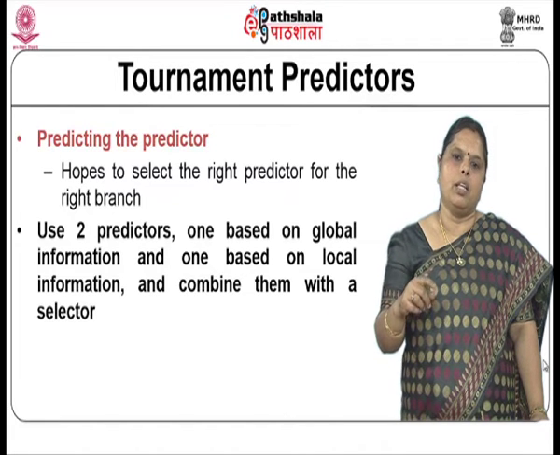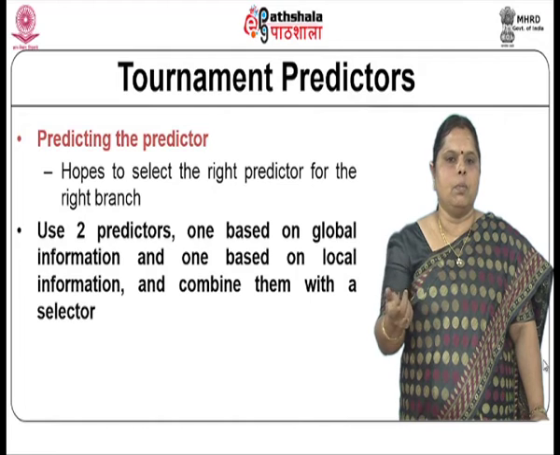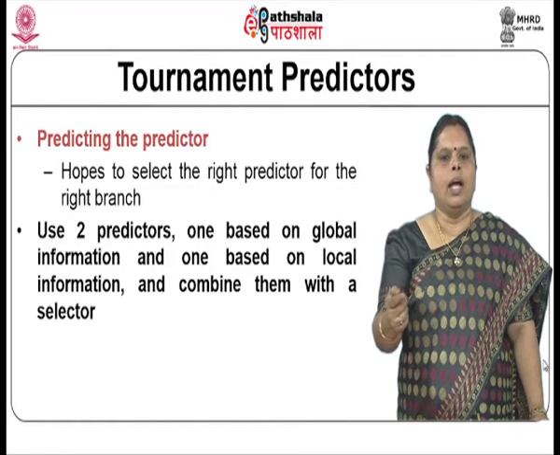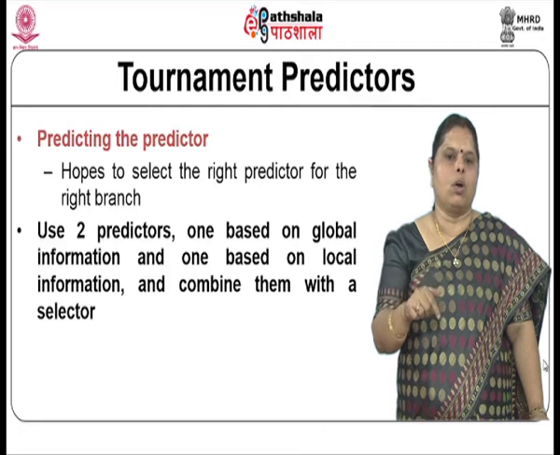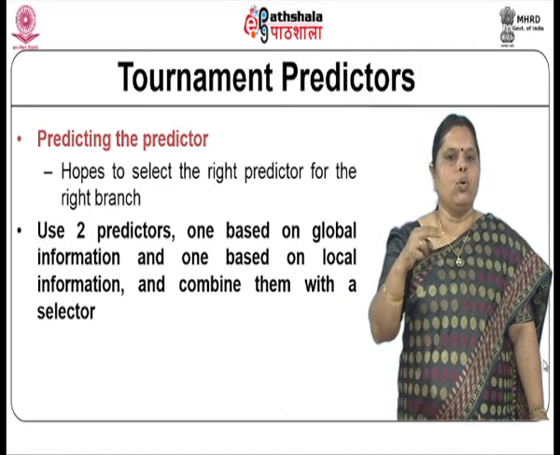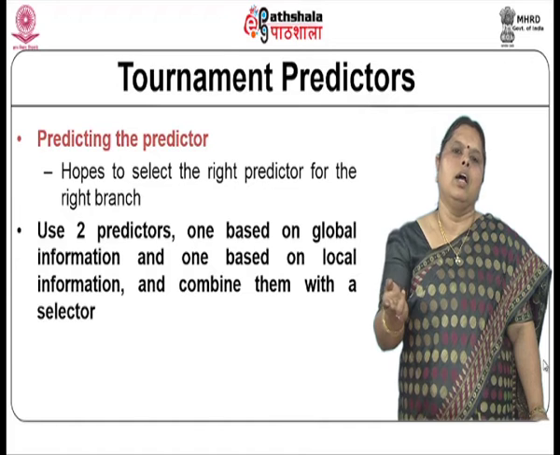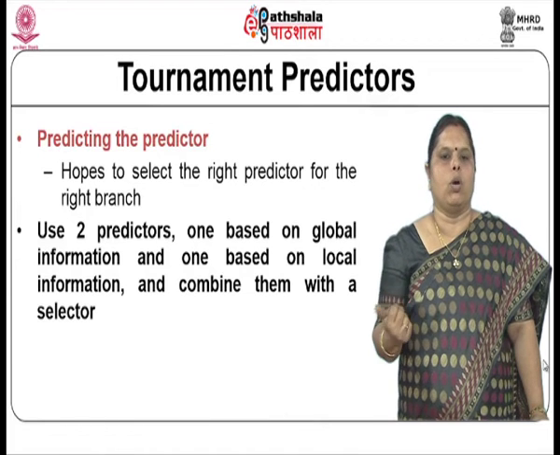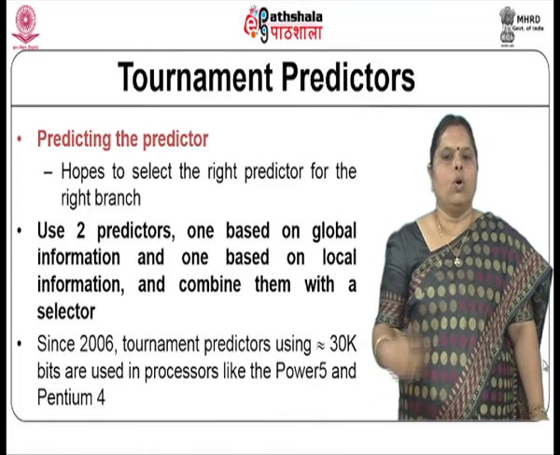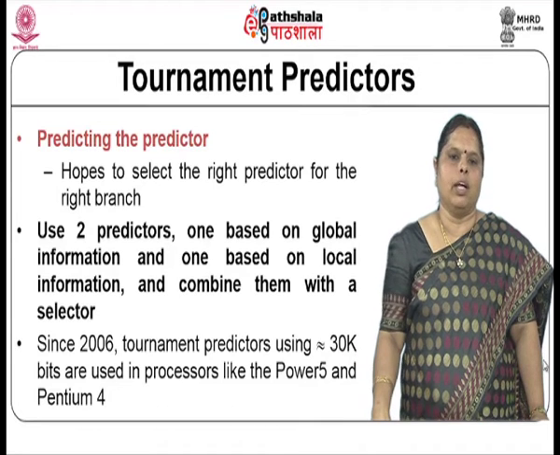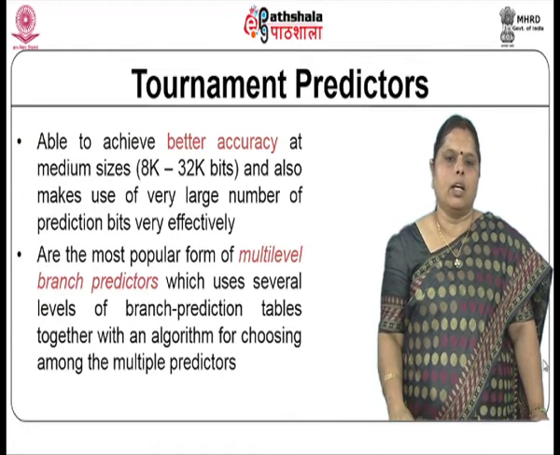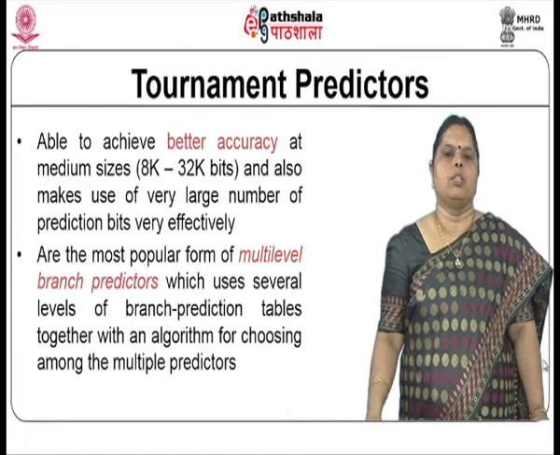The selection mechanism can again vary. It may say that this time I will choose a local predictor, and once it makes a wrong prediction, I will immediately shift to the other predictor, or only if you have two successive mispredictions, I will shift from the local to the global, or whatever. That is basically what is called a tournament predictor, and tournament predictors are what get implemented in most of the latest processors; they are called multi-level branch predictors.